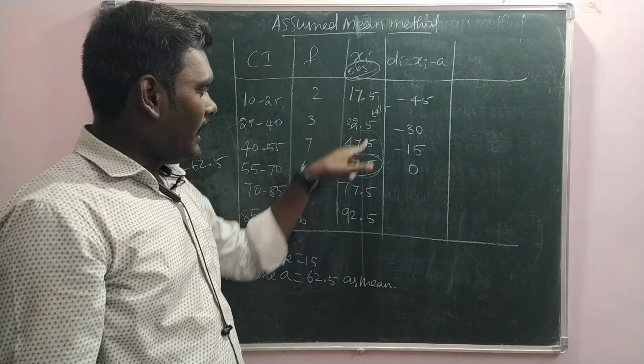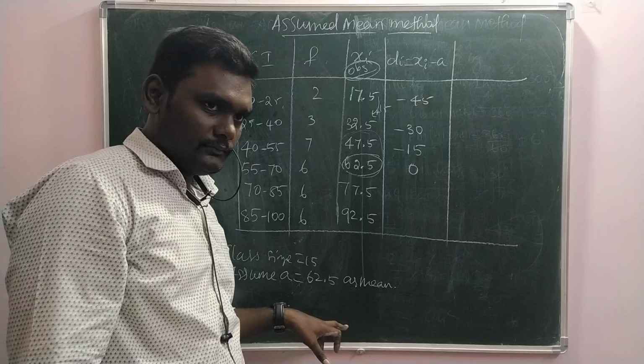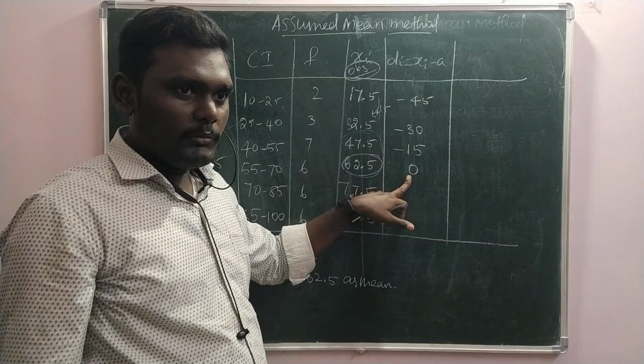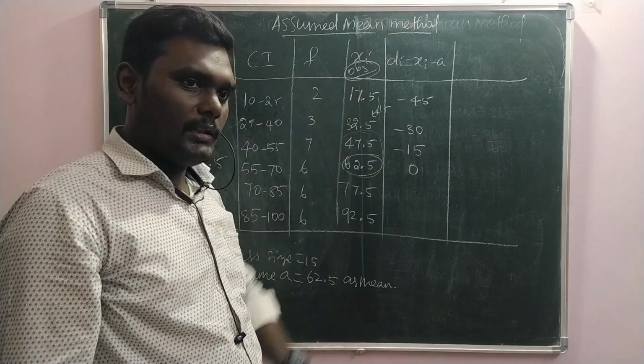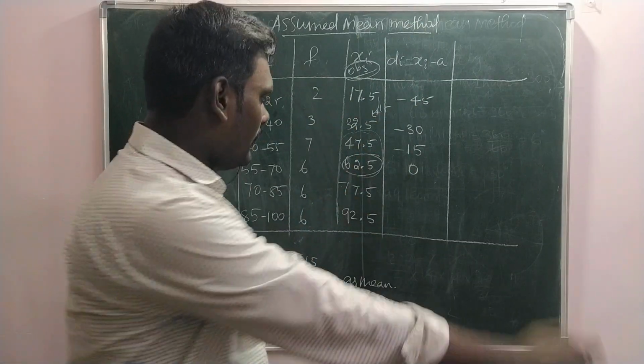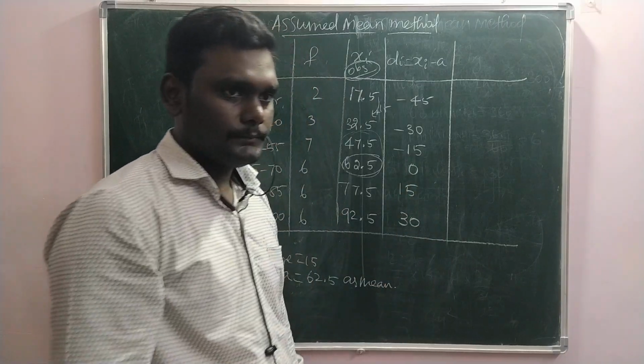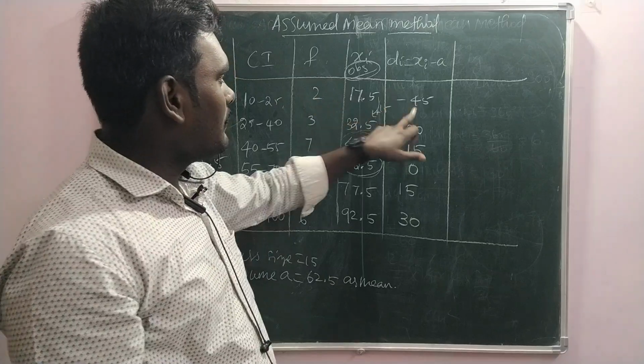Here, we have to add the class size for the xi's. And when you find di's, we'll put 0 near the assumed mean. Above it, multiples of the class size with the negative. Below it, multiples of the class size with the positive. Now it is easy to multiply them, isn't it?